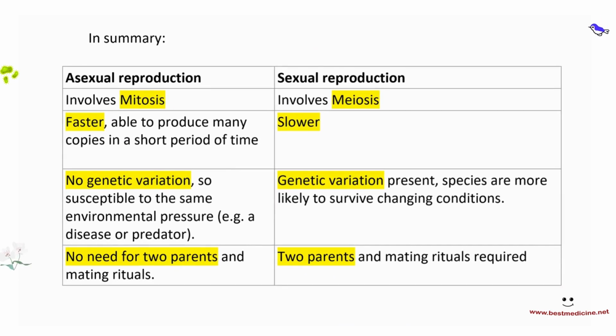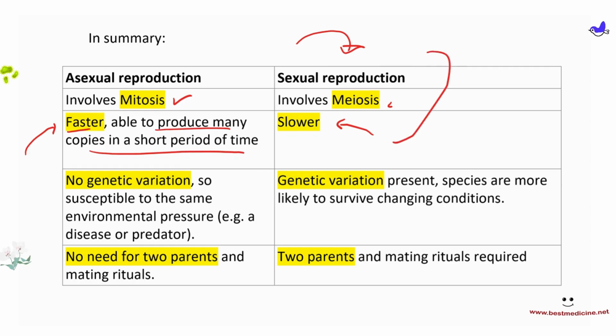So in summary, we can say that asexual reproduction involves mitosis, while sexual reproduction involves meiosis, okay? This one is faster, that one is slower. Of course, it's faster because you're able to produce many copies in a short period of time. You don't need two parents, and so on. And you don't need those mating rituals and behaviors. And you're not worried about attracting a female, right? And so on, like pigeons do when they sing or dance, right? Or a peacock shows its feathers. You're not worried about any of that and all the weird stuff that they do.